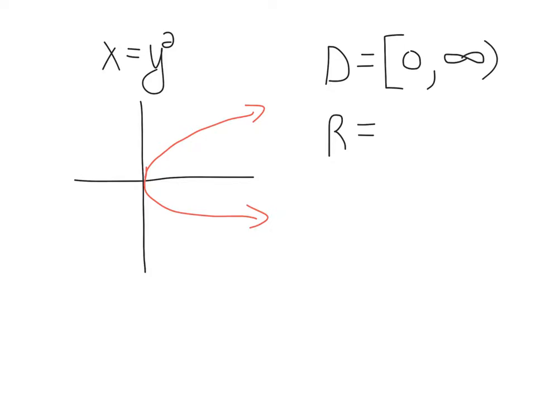Now the range, this graph goes to the right, but it also goes down, and this graph goes to the right, but it also goes up, and it keeps going down forever and keeps going up forever. So then the range is going to be negative infinity to infinity.